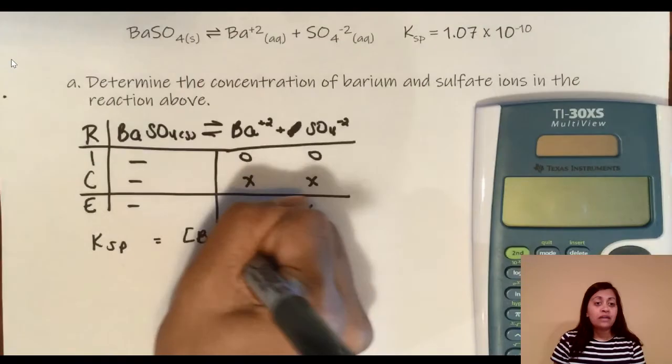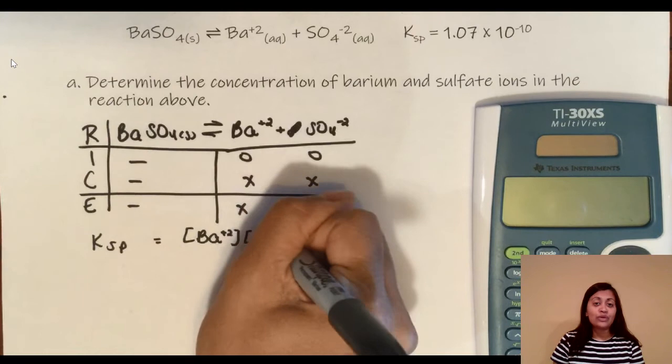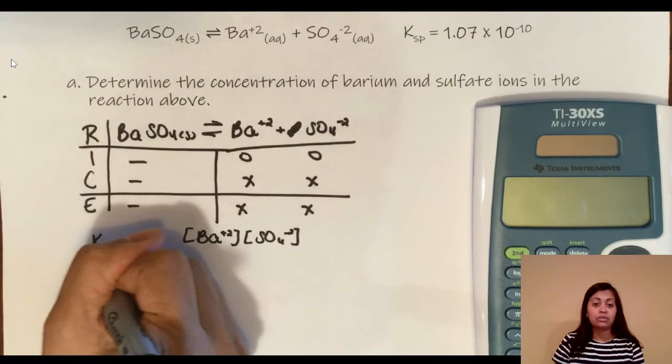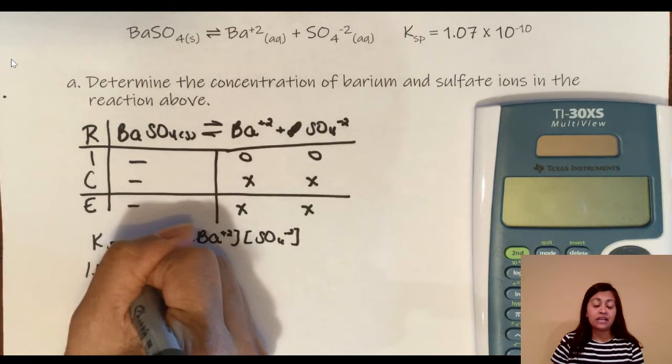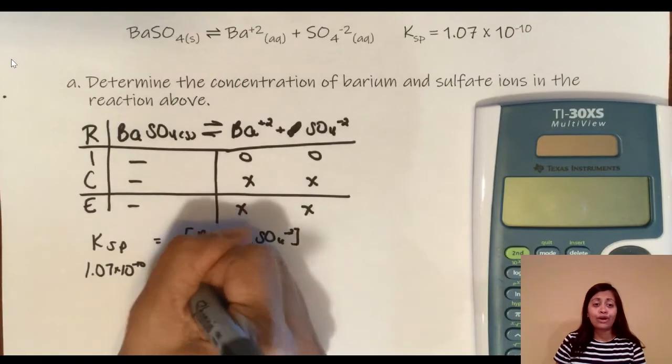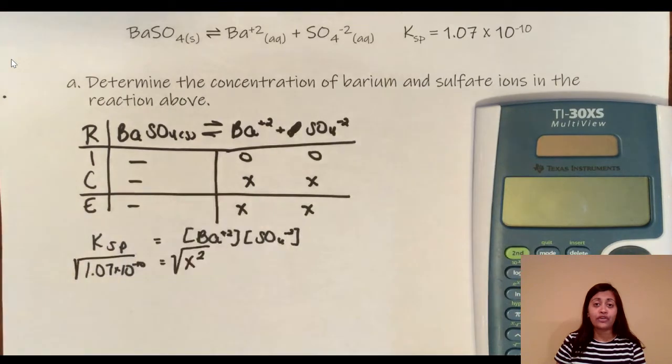So again, barium sulfate's a solid. We don't include that in our equilibrium expression. So we have KSP is equal to barium plus 2 and sulfate, SO4 minus 2. Plugging them in, we have 1.07 times 10 to the negative 10th for the KSP and x squared for your ions. So we just take the square root of that.